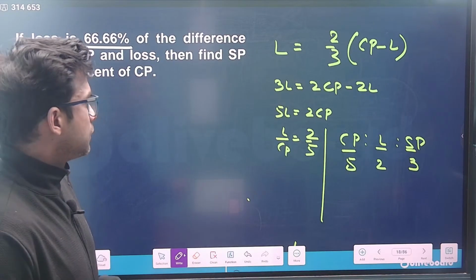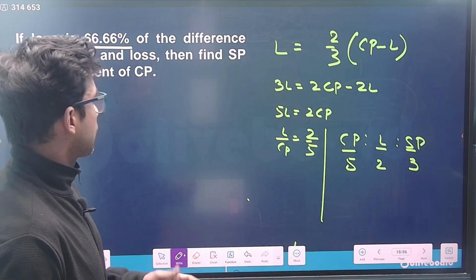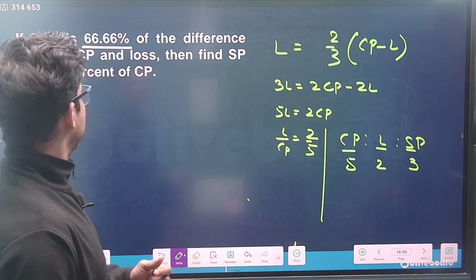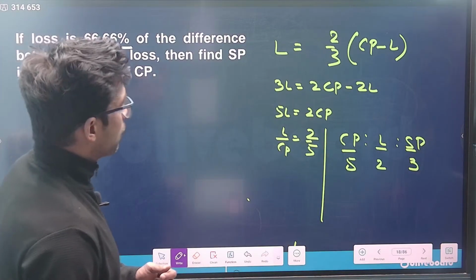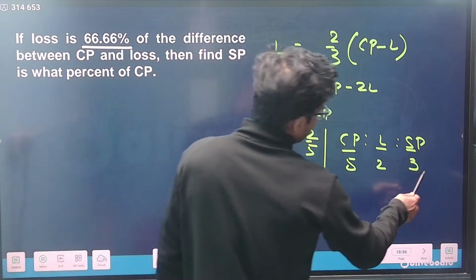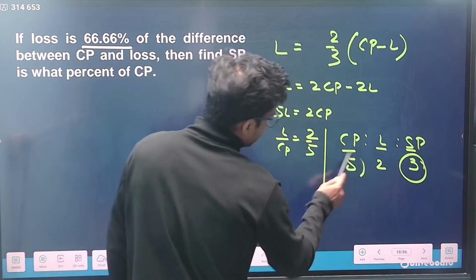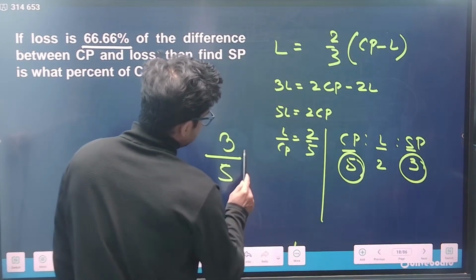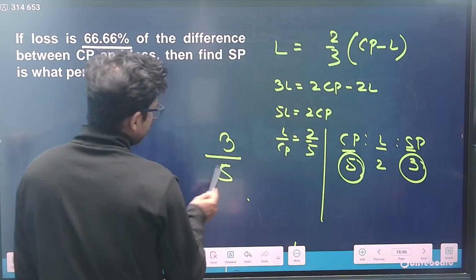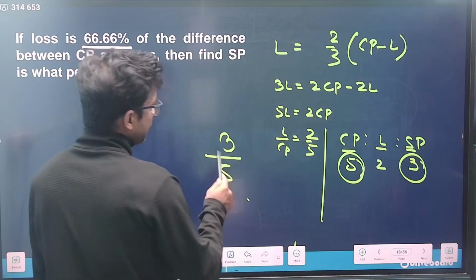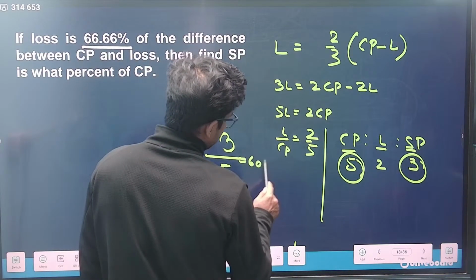Make sense? What are they asking? Find the selling price is what percent of cost price. Selling price is 3, and it is what percent of cost price, which is 5. So what is 3 by 5? I know 1 by 5 is 20%, so 3 is 60%. This is the answer.